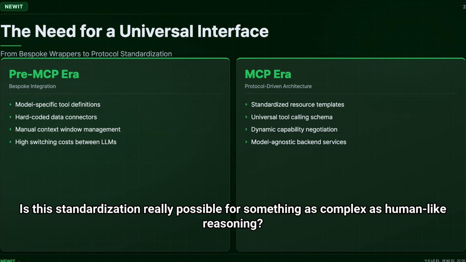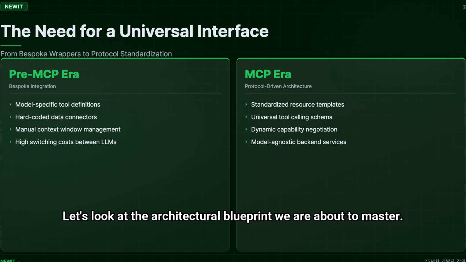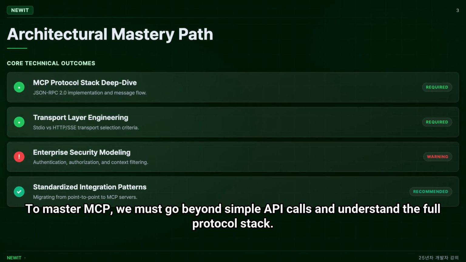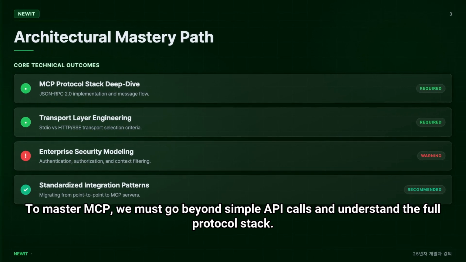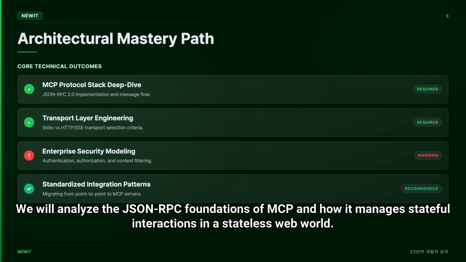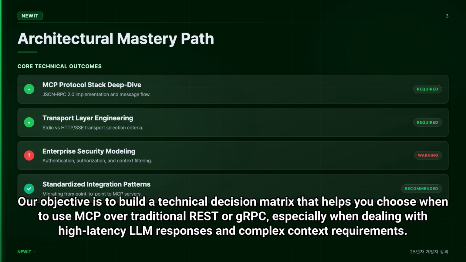Is this standardization really possible for something as complex as human-like reasoning? Let's look at the architectural blueprint we are about to master. To master MCP, we must go beyond simple API calls and understand the full protocol stack. In this course, we will break down the three core pillars: the technical transport layer, the capability negotiation between server and client, and the security boundary for sensitive data. We will analyze the JSON-RPC foundations of MCP and how it manages stateful interactions in a stateless web world.